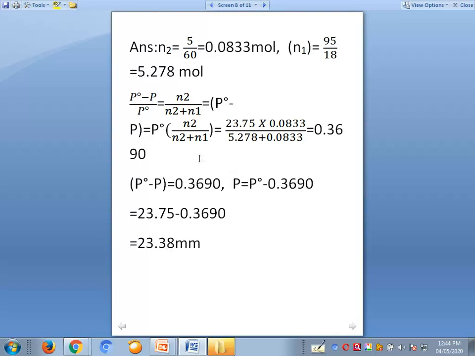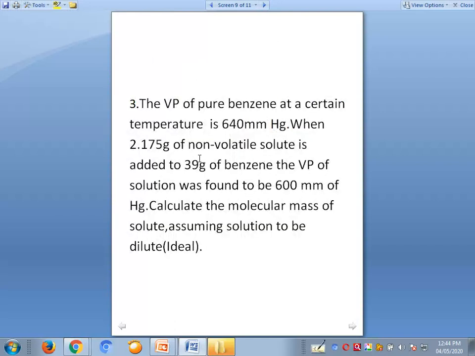So the two problems are simple ones. Just understand the concept and try to solve again and again, right? I'll be giving some homework later on, when I finish the other concepts. With these two problems, I think you understood the problems on relative lowering of vapor pressure. We'll go for the last one, the type of problem with respect to vapor pressure which is commonly asked in the annual examination. I will go with respect to the problem.